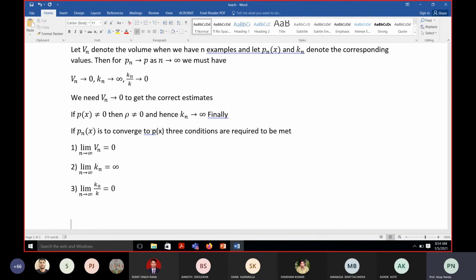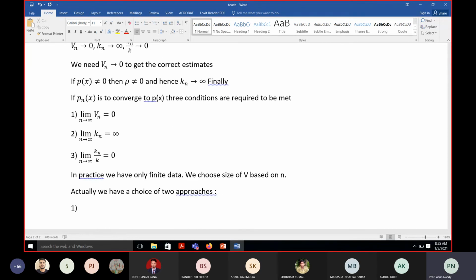But in practice we have only finite data, and we choose the size of V based on n. So we have a choice of two approaches.